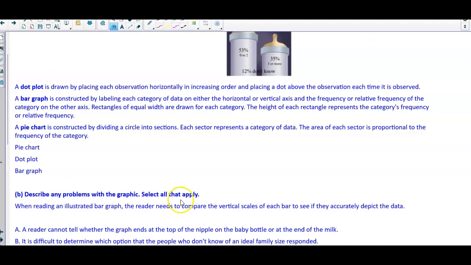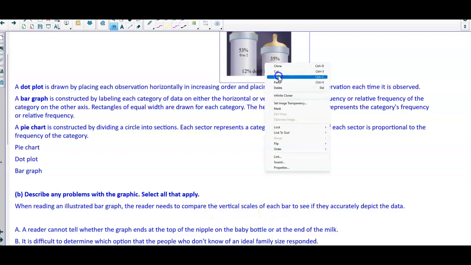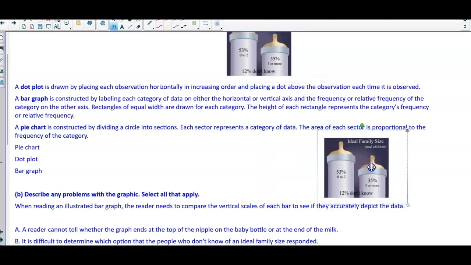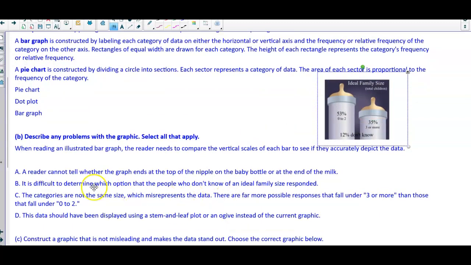Okay, so when reading an illustrated bar graph, the reader needs to compare the vertical scales of each bar to see if they accurately depict the data. So I'm going to copy this and put this here so we can still see the picture. Okay, so A says a reader cannot tell whether the graph ends at the top of the nipple on the baby bottle or at the end of the milk. B, it is difficult to determine which option the people who don't know of an ideal family size responded. C, the categories are not the same size, which misrepresents the data. There are far more possible responses that fall under 3 or more than those that fall under 0 to 2.